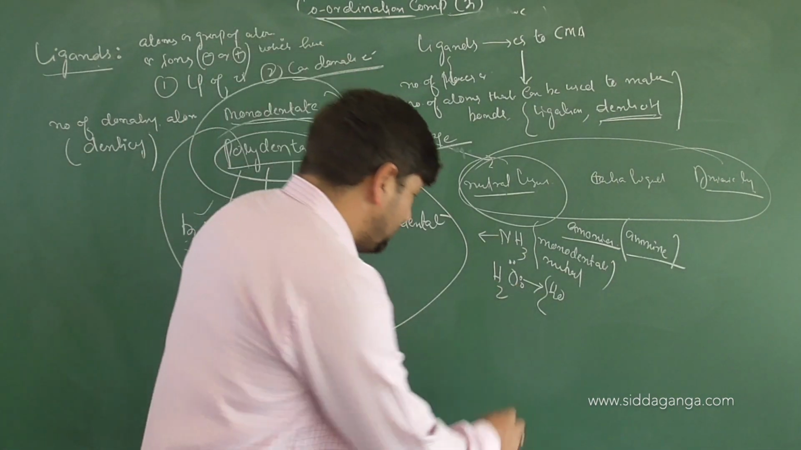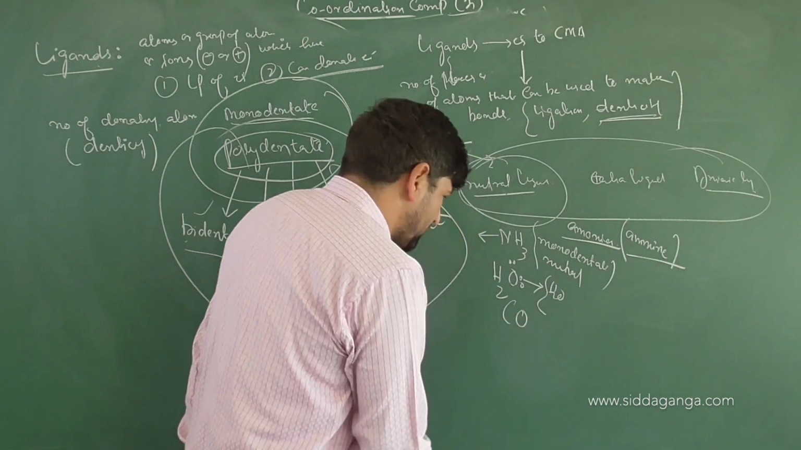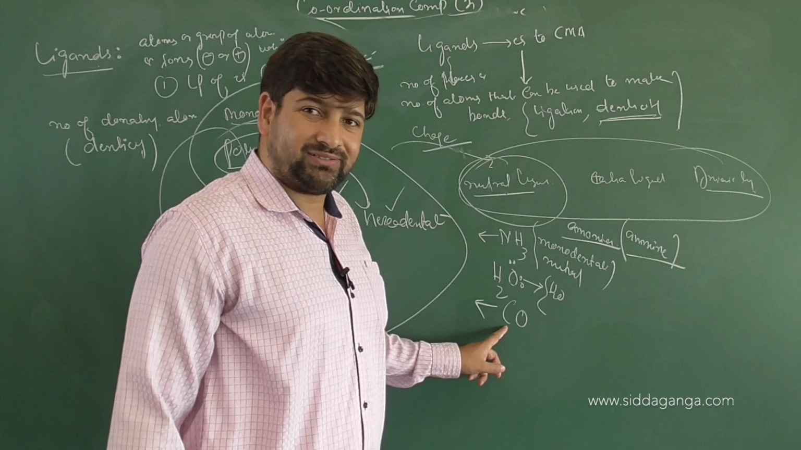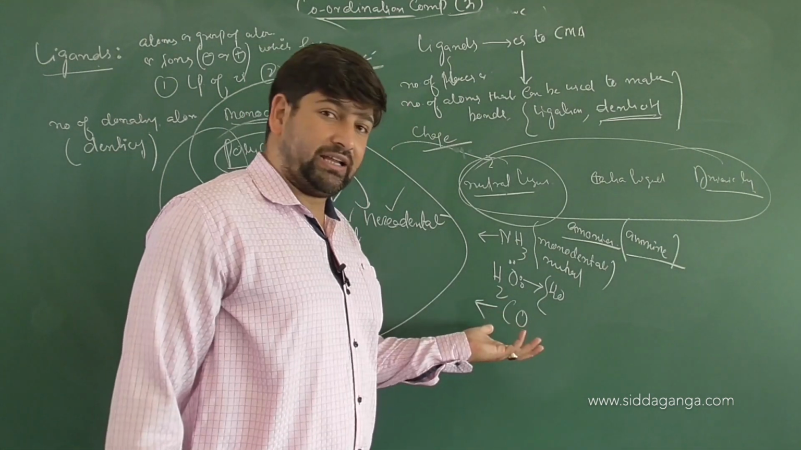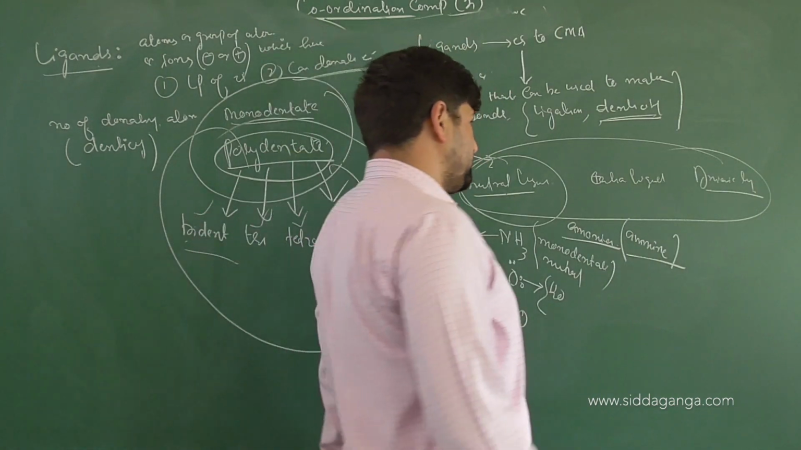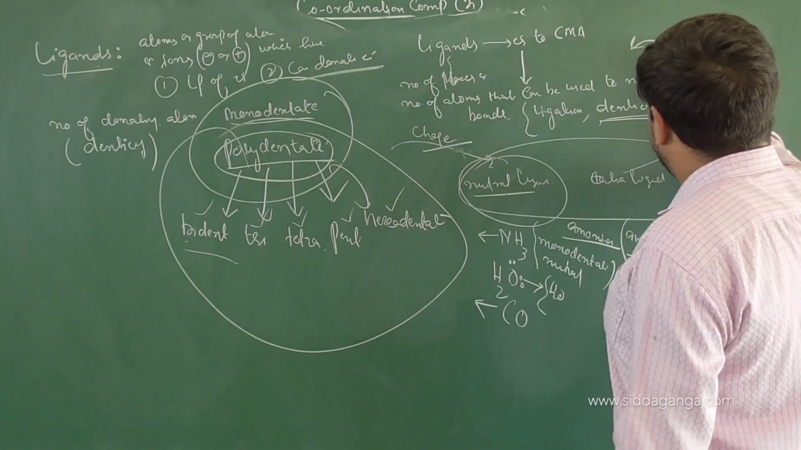Similarly, carbonyl, carbon can donate. Again a monodentate ligand for us. Yes or no? Neutral ligand. Then you can have some of the ligands which are cationic. Suppose some of the cationic ligands, I'll write here, children.